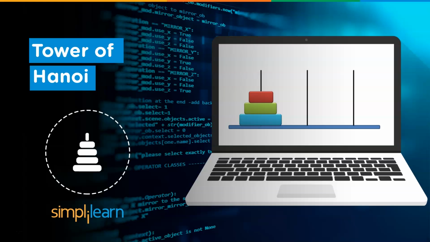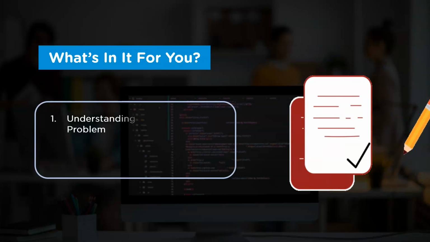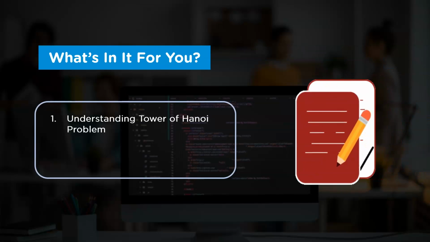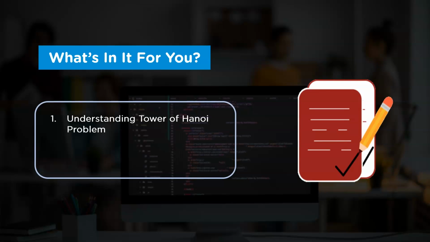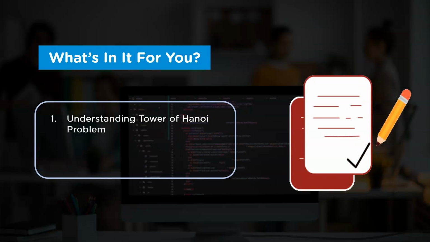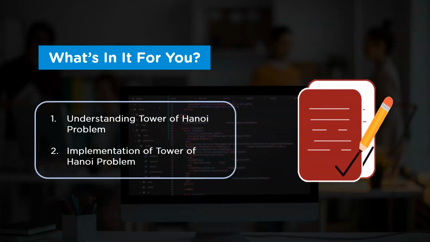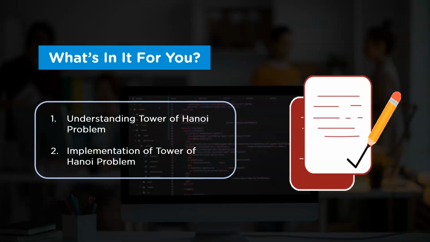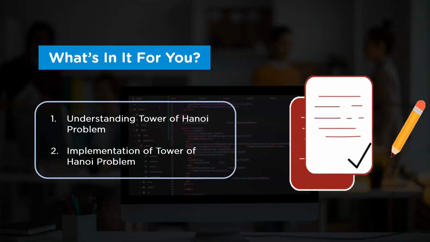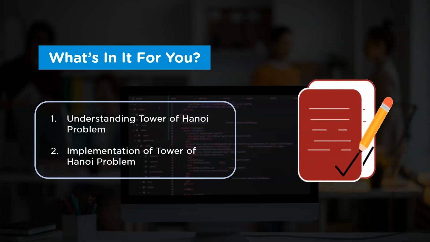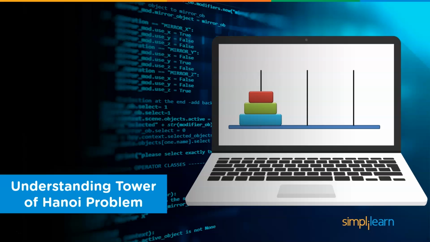Now, without any further ado, let's get started with the agenda for today's discussion. We'll begin by understanding the Tower of Hanoi problem along with how we can construct a solution for it. Followed by that, we'll develop the C program which can solve this Tower of Hanoi problem. I hope I made myself clear with the agenda. Now let's get started with our first topic, which is understanding the Tower of Hanoi problem.